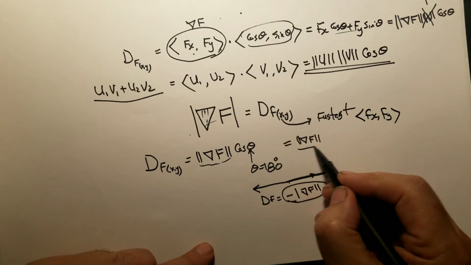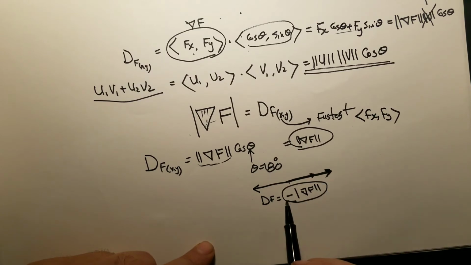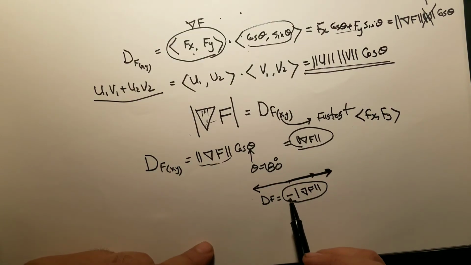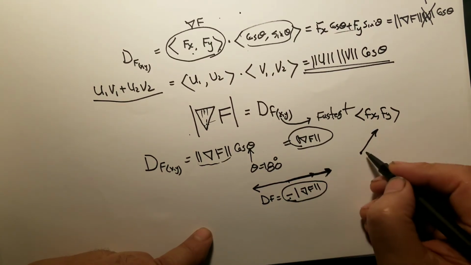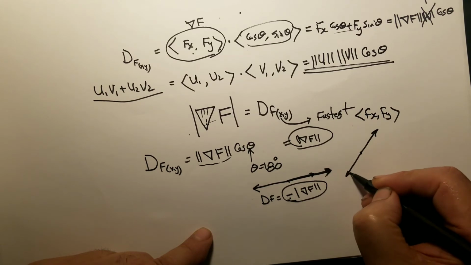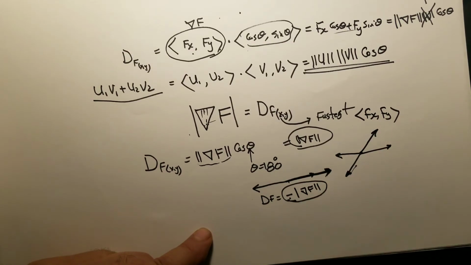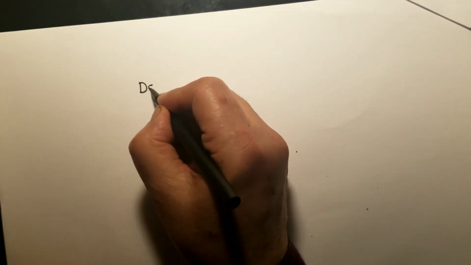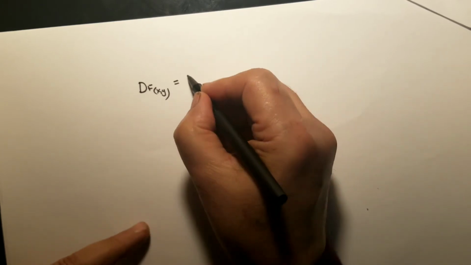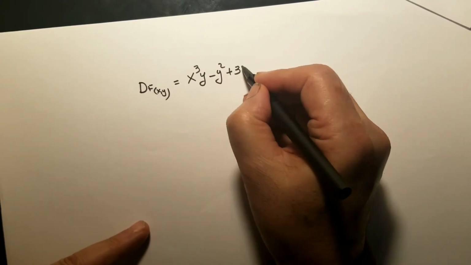Therefore, the magnitude of the gradient gives you the fastest rate of return. The opposite direction gives you the slowest. Therefore, if you are at that point and this direction gives you the fastest, this direction gives you the slowest. From today, you're going to be asked two different questions. You're going to be given a surface, and the surface is x cubed y minus y squared plus 3xy.